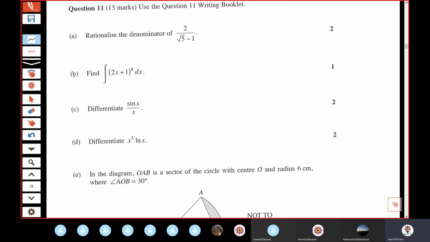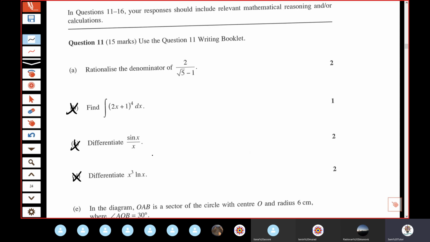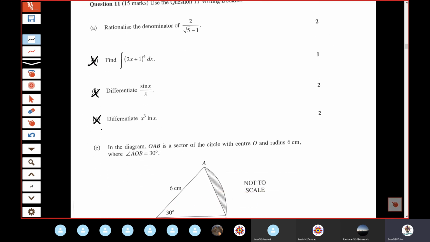Okay, you can't do that one, you can't do that one, you can't do that one, but you can do that one. All right, obviously you can do A, that's a piece of cake. So do A, rationalize. Hopefully we haven't forgotten how to do that. Multiply top and bottom by the conjugate of the denominator. That means the same as the denominator, just instead of a minus, it's a plus. So times top and bottom by that.